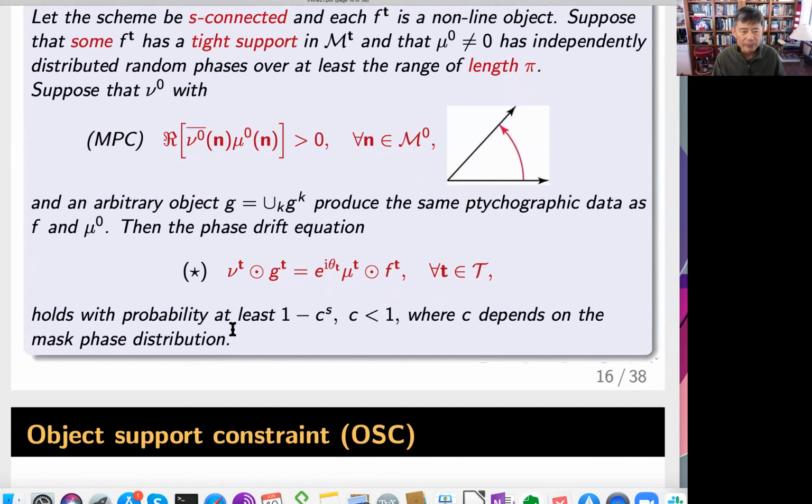And the constant C depends on the mask phase distribution. So it also depends on your random mask phase, how they distribute. For example, if you have a very rigid delta function, of course, your C will be very bad, actually. May even be 1. I have not looked at that myself. But as your phase is random, the distribution spreads more around 0 to 2 pi, then your C will become more and more favorable.